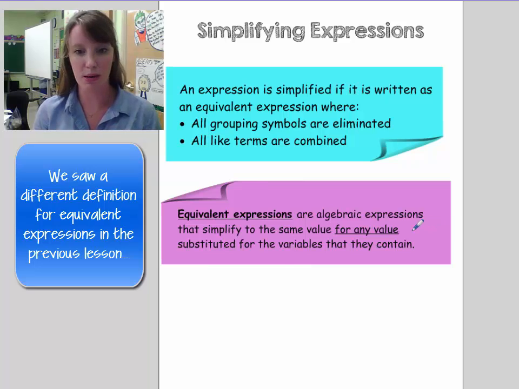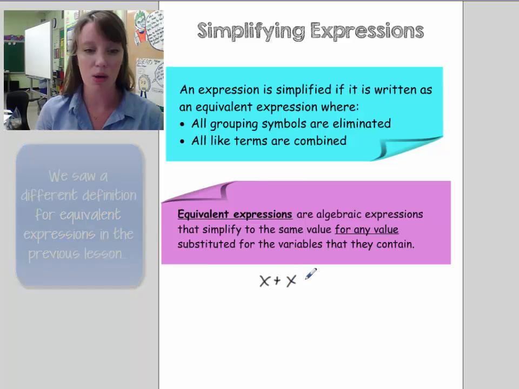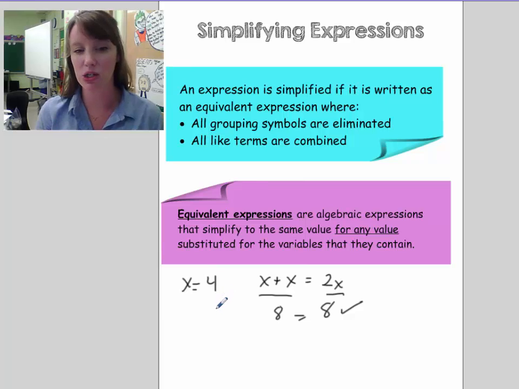All right, well, what does that mean? Let's talk about it. So we have x plus x. Well, if I simplify that, that would be 2x, okay? So these two are equivalent expressions because if you put in a value, let's say I choose x equal to 4, on the left-hand side I would get 8, and on the right-hand side I would get 8. It's going to work for any number that I choose for x. And that's what makes them equivalent expressions.